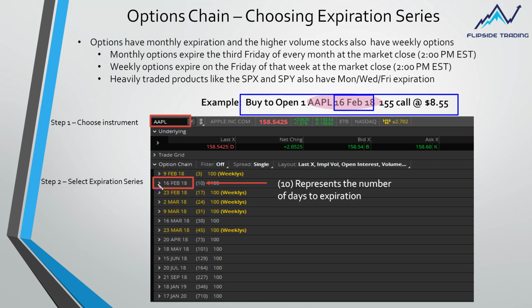How do we select it? We just click that little arrow and it's going to expand it and we're going to see a bunch of new information. This number 10 just tells you the number of days to expiration. Remember, this is important, right? Because we're going to take advantage of theta decay, or we're going to make sure that we protect ourselves against theta decay. So we're going to use that as a gauge to figure out how far out from expiration we should actually place the trade. Okay? There we go. Pretty simple. So step 1, choose the instrument. Step 2, choose the option expiration series.